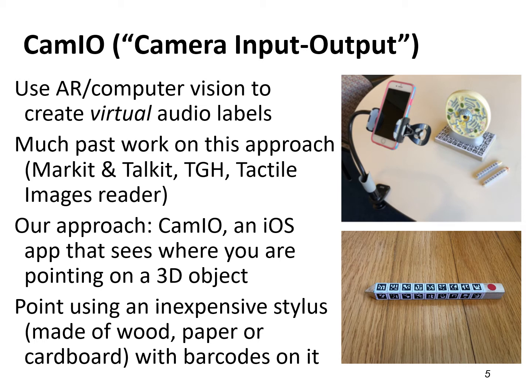In our approach, we've created an iOS app that sees where you're pointing on a 3D object. And the pointing currently is done using an inexpensive stylus with barcodes on it. And the stylus could be made out of paper or cardboard or wood.